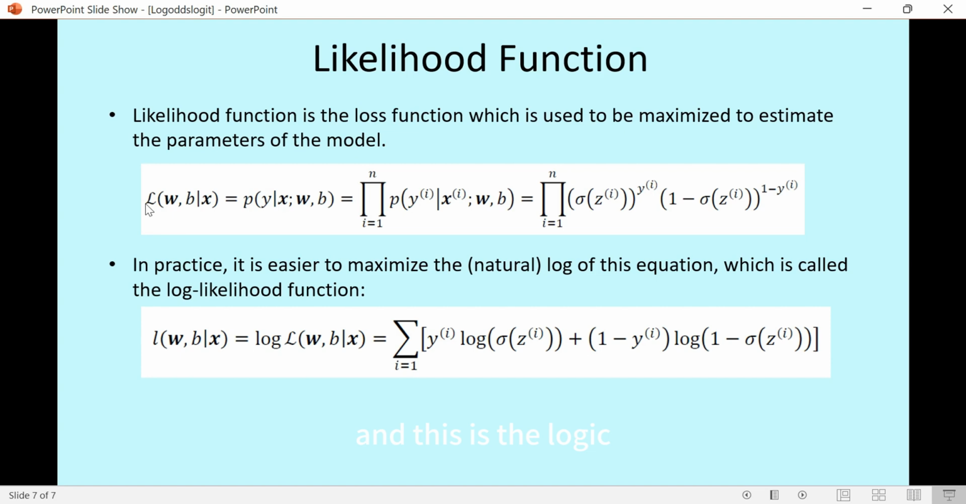And this is the likelihood function of W and B. These two parts are what we want to estimate, given the known explanatory variables. The information that should be included in this function is the product over all the samples of their probability given X and the parameters.